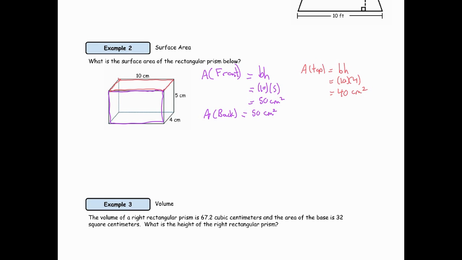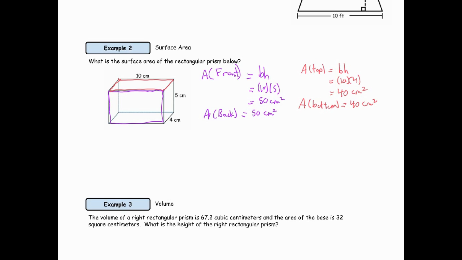Again, if there's a top surface, there must be a bottom surface down here. And that would also have the same area. So we can label the area of the bottom also being 40 centimeters squared.